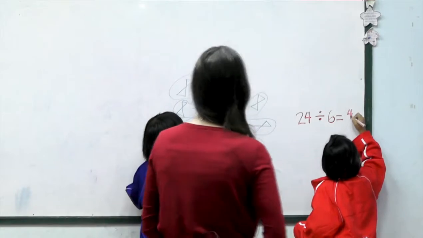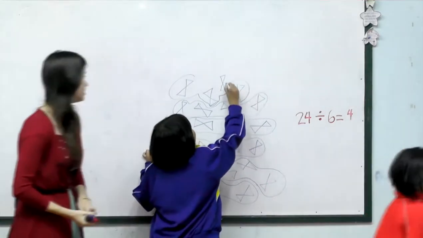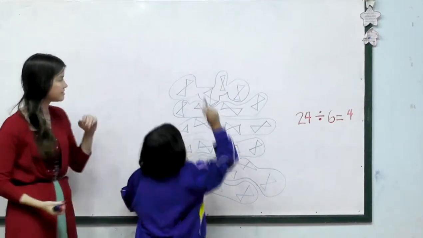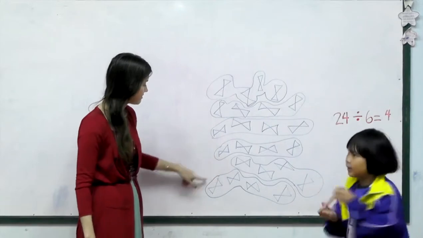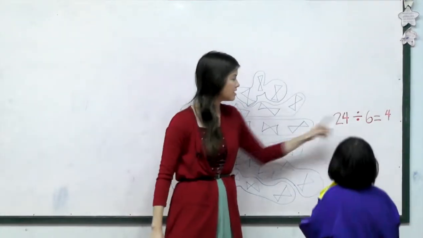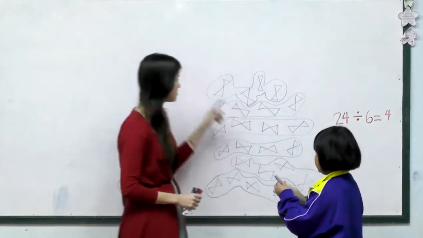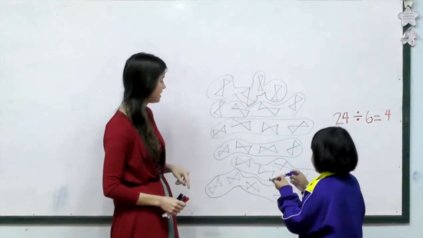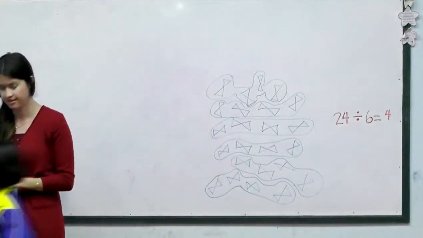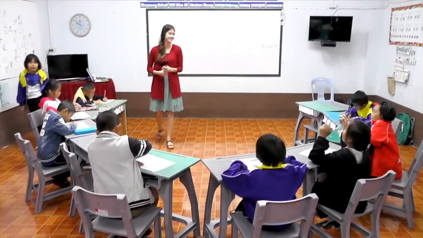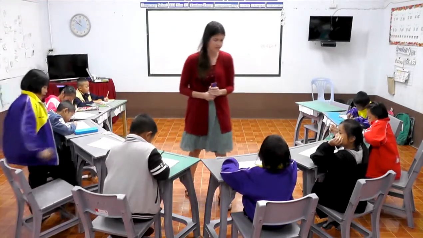Very nice. All right, great job, girls. Thank you so much. We've got 24 candies. Lakao has made 1, 2, 3, 4, 5, 6 groups for us. So 24 divided by 6 equals 4 candies in all of those groups. Great job. Very nice. You can do a little coloring if you're finished.